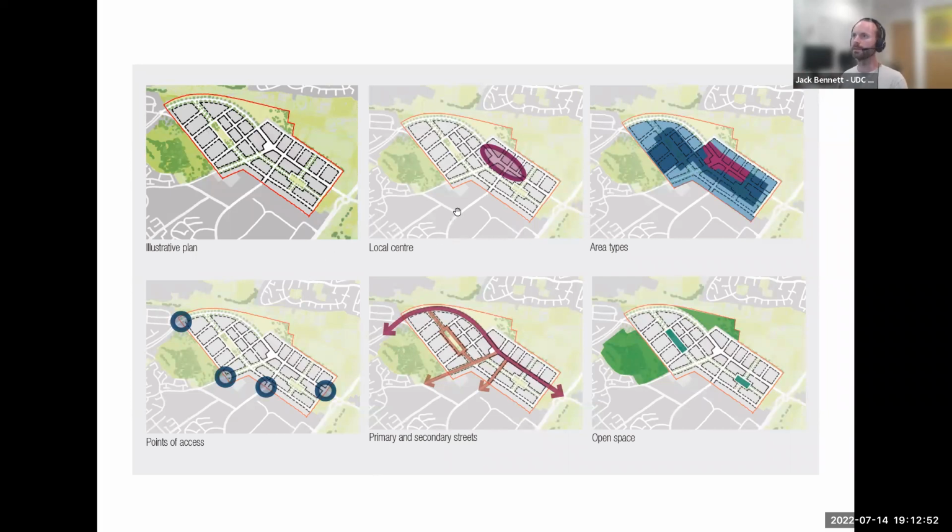So things like the local centre, where should shops and schools be focused? Where's the best place in the site for them to be? Character types, area types. How should houses be if they're facing an open space versus how should buildings be if they're around the schools and the shops, etc. Points of access. What are the key things that we want to connect to? How do we avoid sites being severed and isolated from existing places? Again, that's linked to the primary and secondary streets. Open spaces, where's the most appropriate place for larger open spaces, amenity greens, these kinds of things.